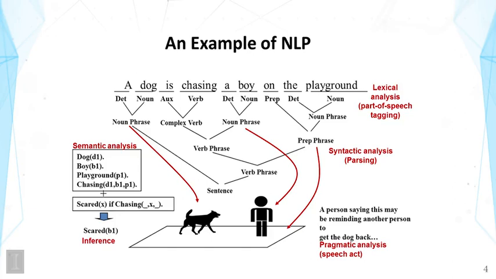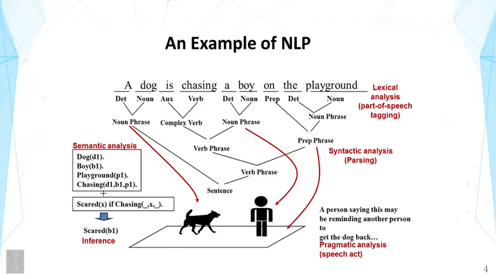And to get this structure, we need to do something called syntactic analysis, or parsing. And we may have a parser, a computer program, that would automatically create this structure. Now, at this point, you would know the structure of this sentence, but still you don't know the meaning of the sentence. So we have to go further to semantic analysis.